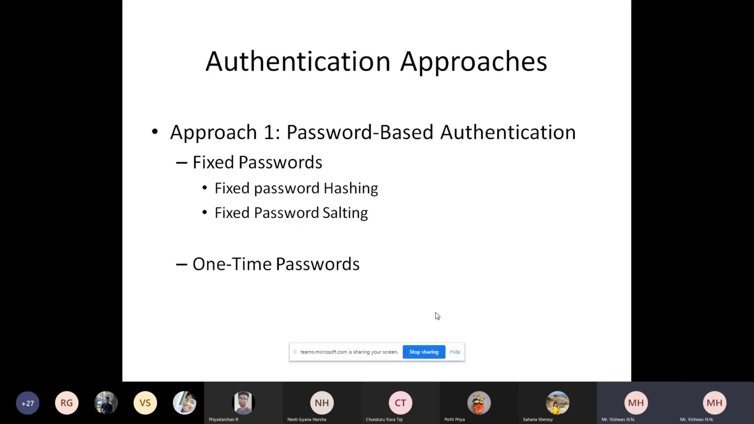The next keyword is verifier. The entity that tries to prove the identity of the claimant is called the verifier. Is that clear? In the same example, the server will be the verifier. So claimant and verifier, keep these two things in your mind, which is quite important. With this knowledge of claimant, verifier, different factors of authentication, one-way authentication, two-way authentication, these things you have to keep in mind.